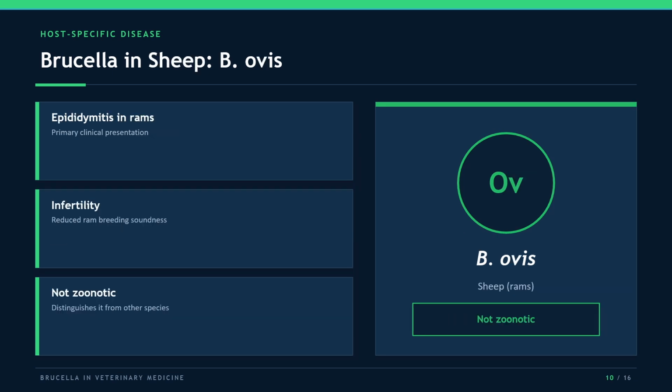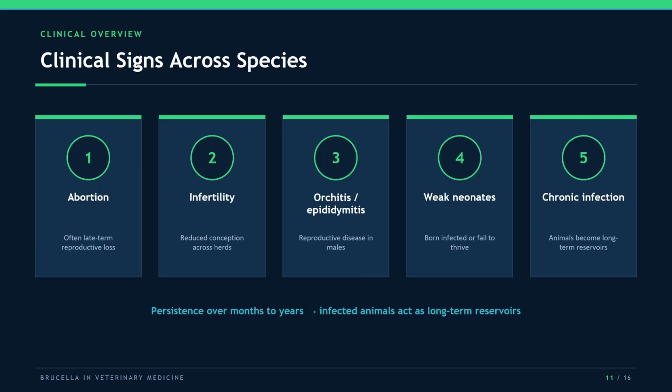B. ovis is unique because it primarily affects rams, causing epididymitis and infertility. It is not considered zoonotic, which distinguishes it from the other Brucella species. Across species, the clinical picture is remarkably consistent. Reproductive losses, infertility, weak neonates, and chronic infection. Because Brucella can persist for months to years, infected animals often become long-term reservoirs.